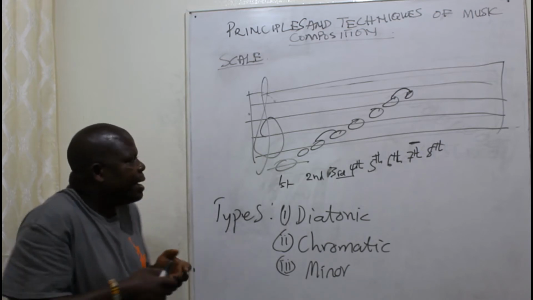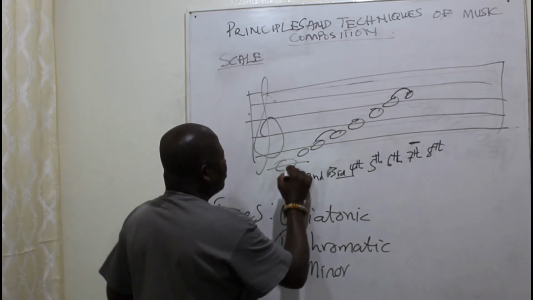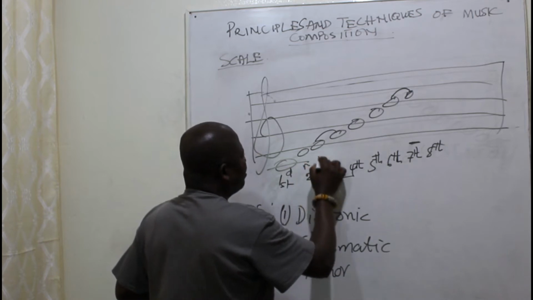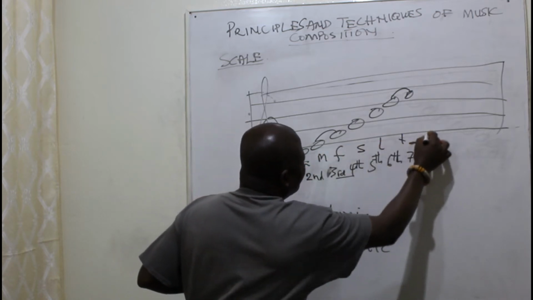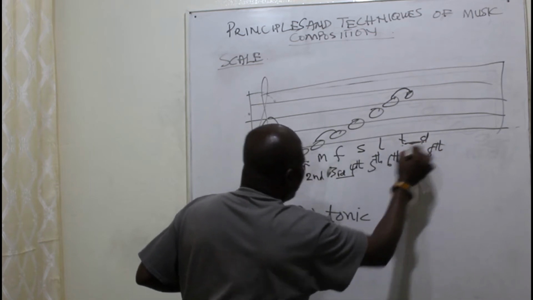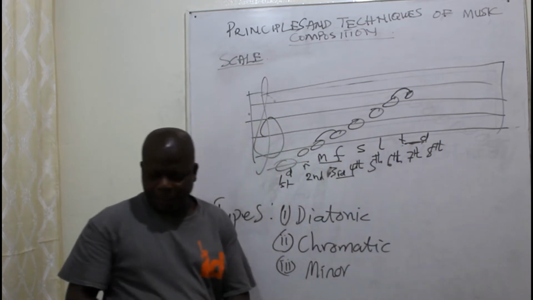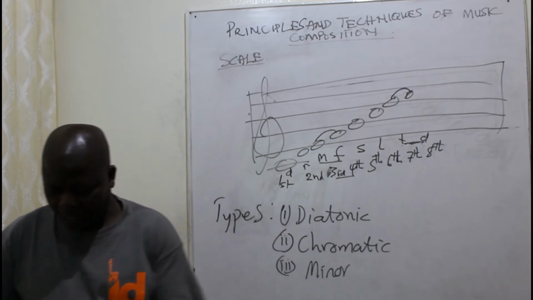Now when you are singing them, it's do, re, mi, fa, sol, la, ti, do. So ti, do, and mi, fa are always a semitone in the diatonic scale. That is that. We move on.